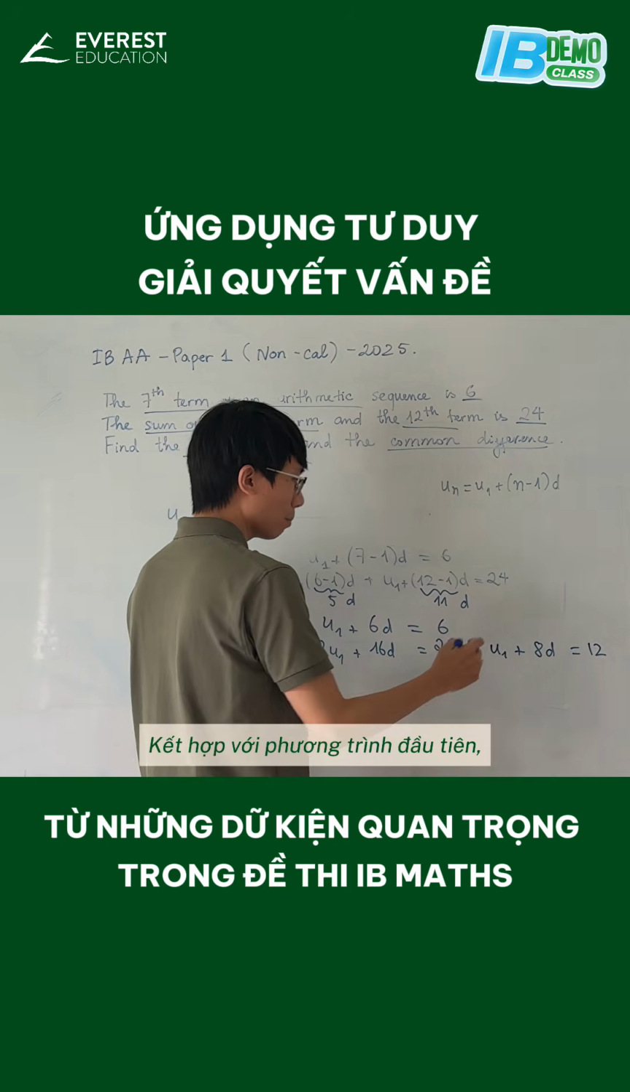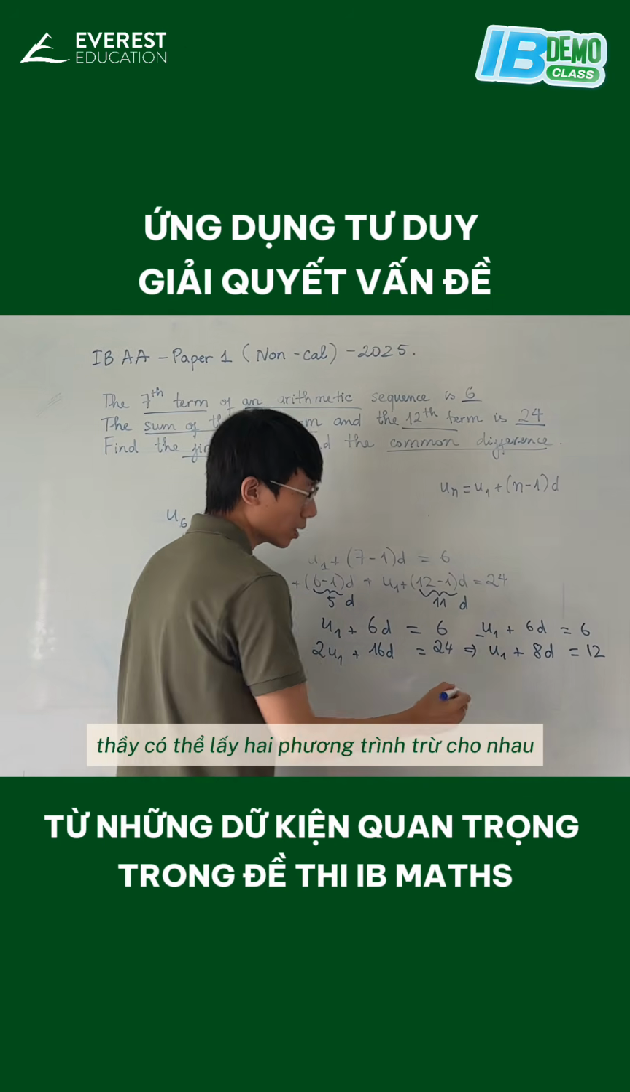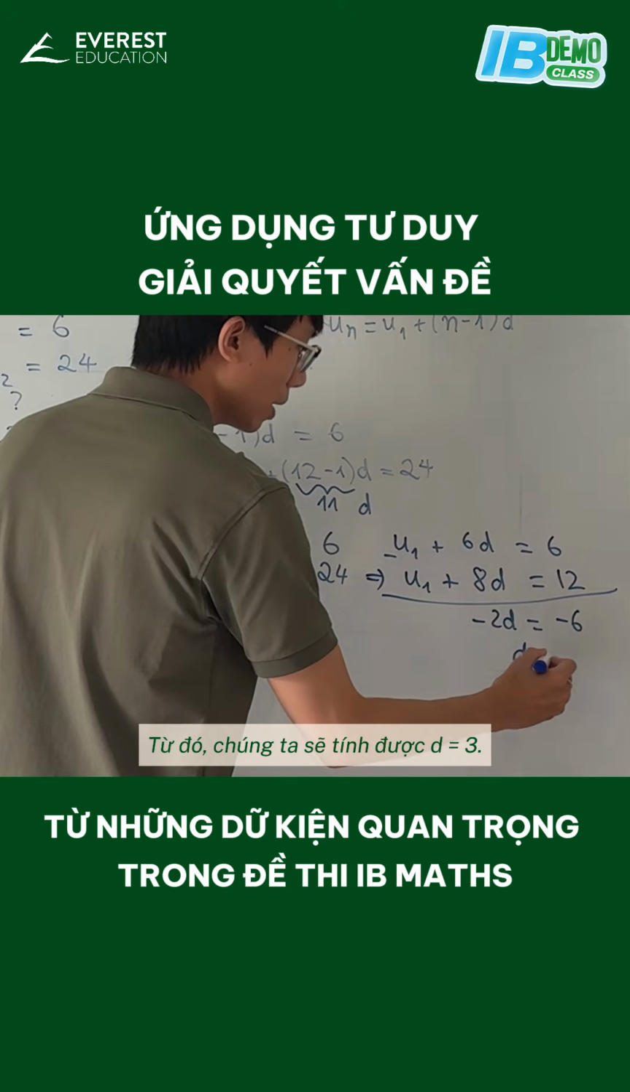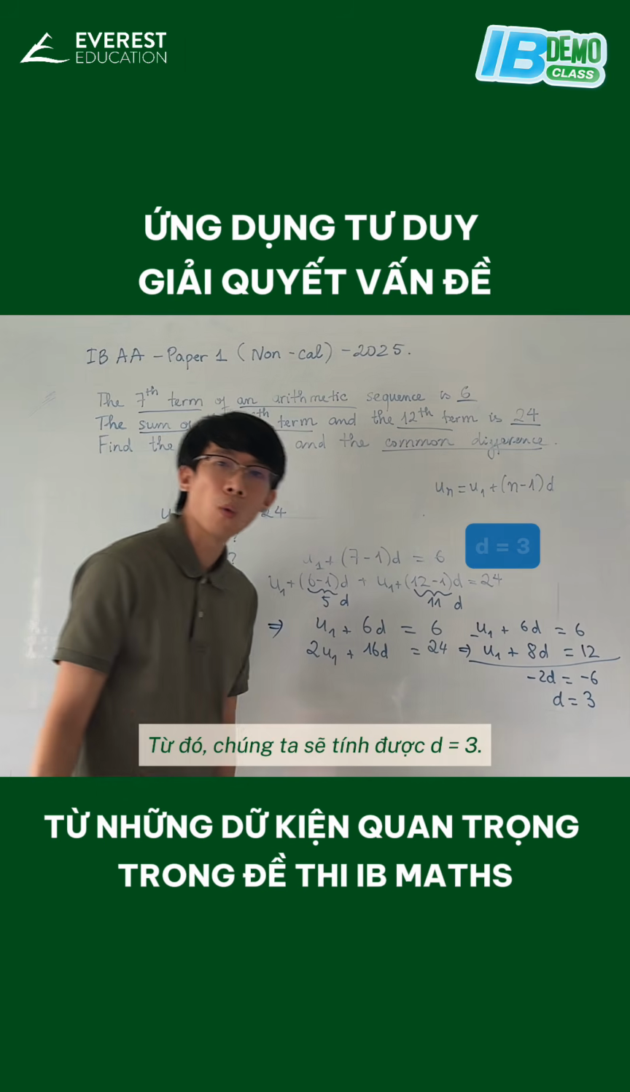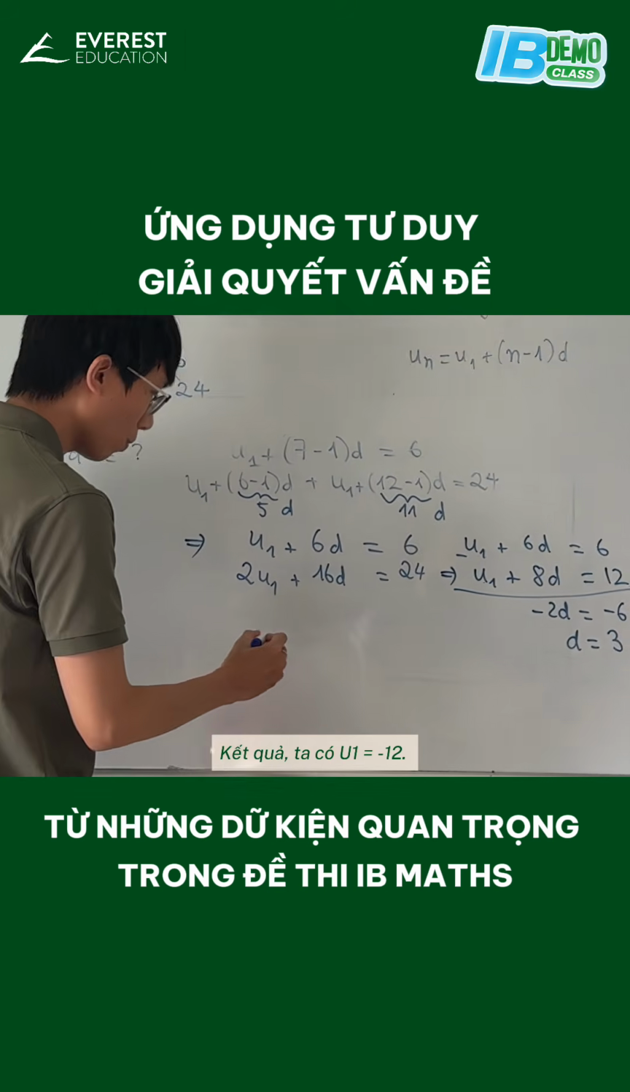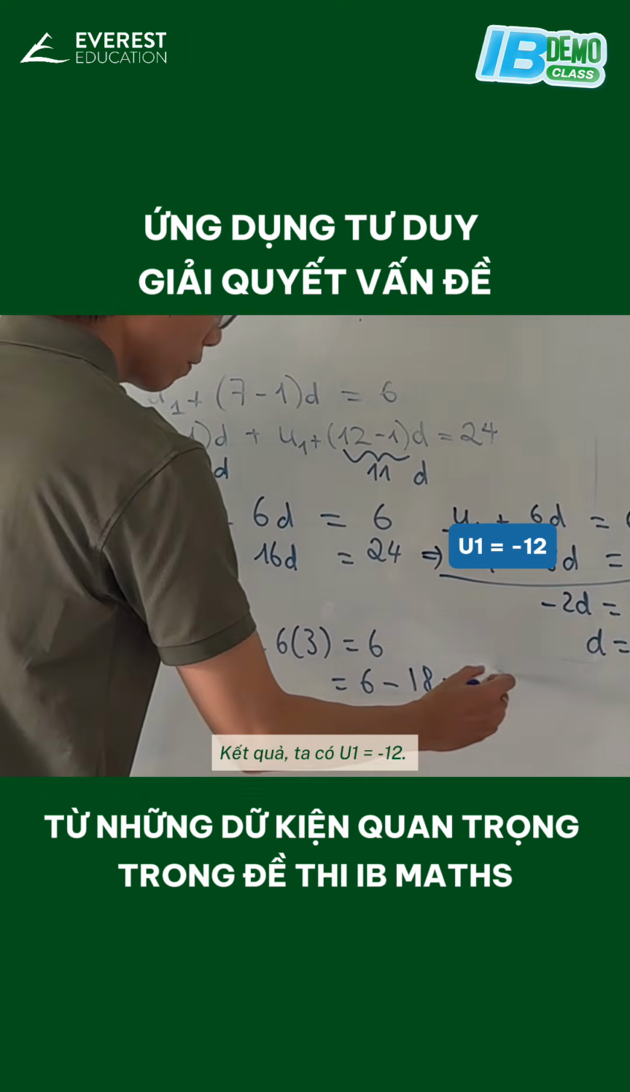Combined with the previous equation, I can subtract these two. The U1 is eliminated, and then we have D equal to 3. Once we have D, I can plug it into any of those equations to find U1. So U1 is equal to negative 12.